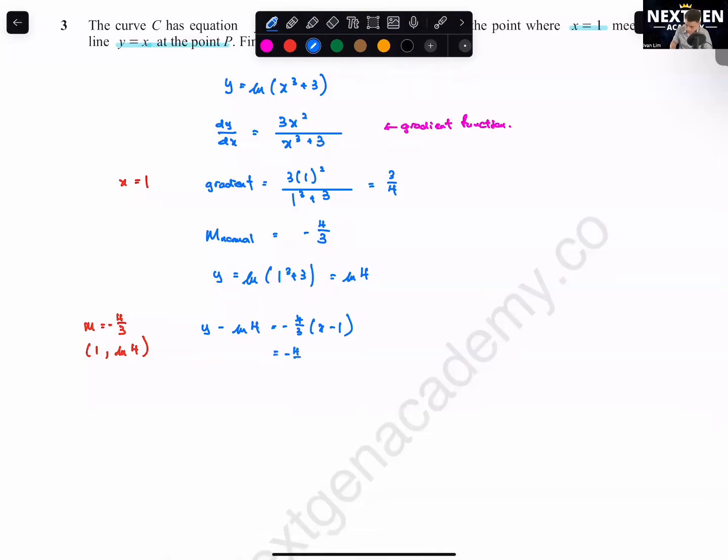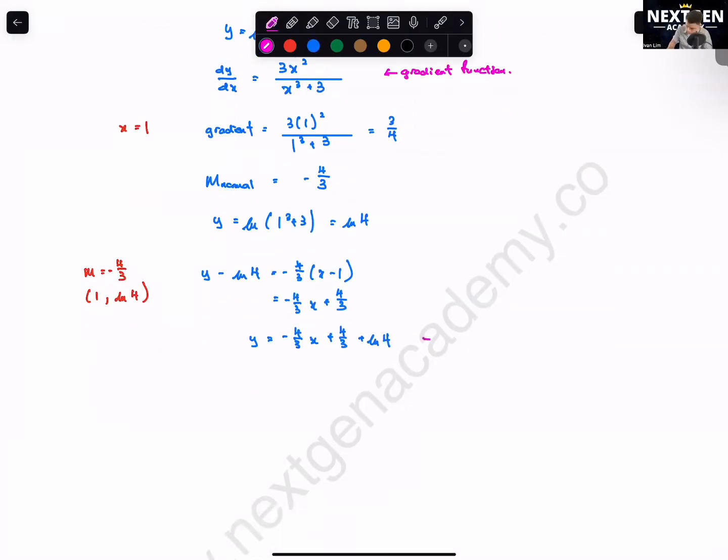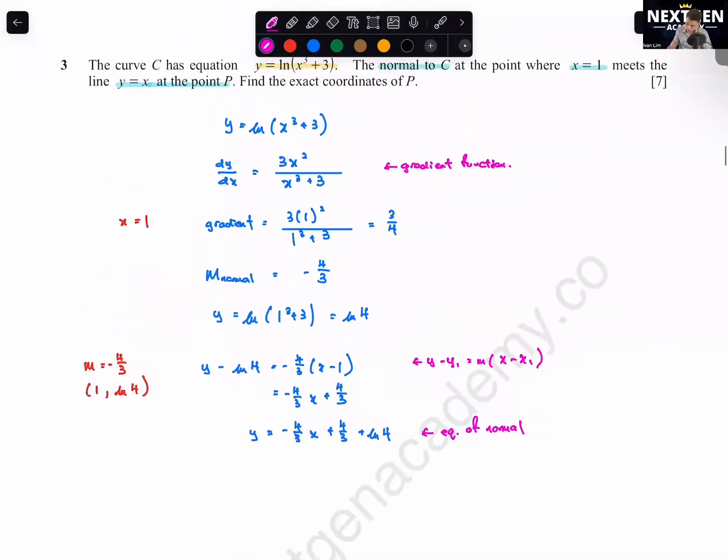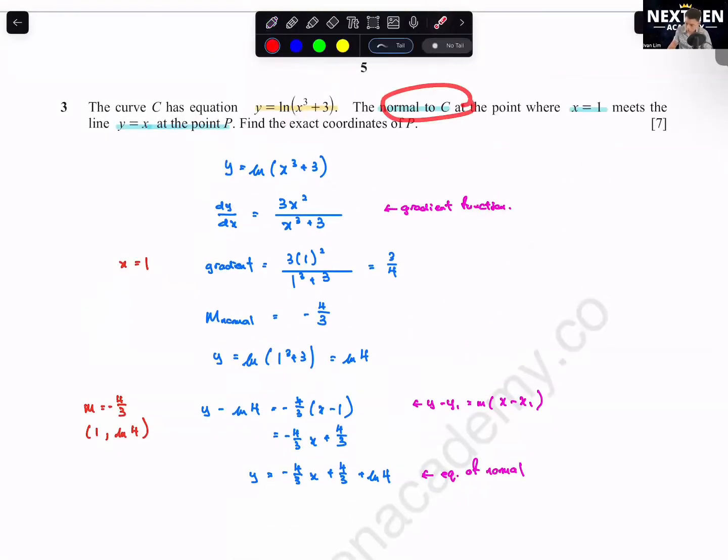Open up the bracket here, plus 4 over 3. y equals negative 4 over 3 x plus 4 over 3 plus ln 4. This is your equation of the normal. y minus y1 equals m(x minus x1). Just always be clear, I just need one point and one gradient. So we got the equation of the normal already. This one is the normal to C at the point where x equals 1, which is this first statement here.